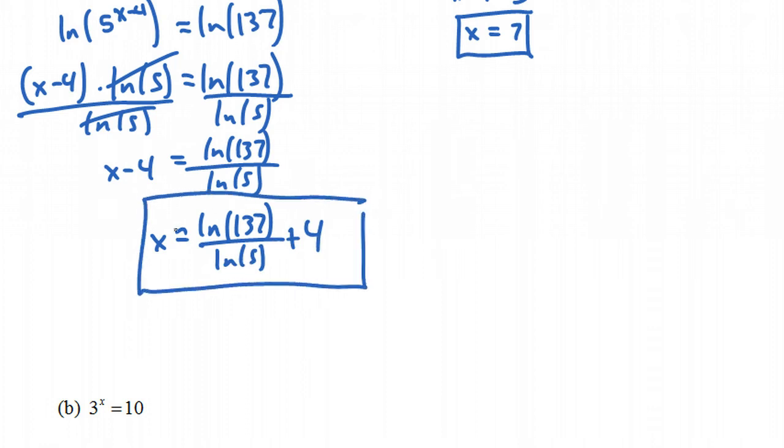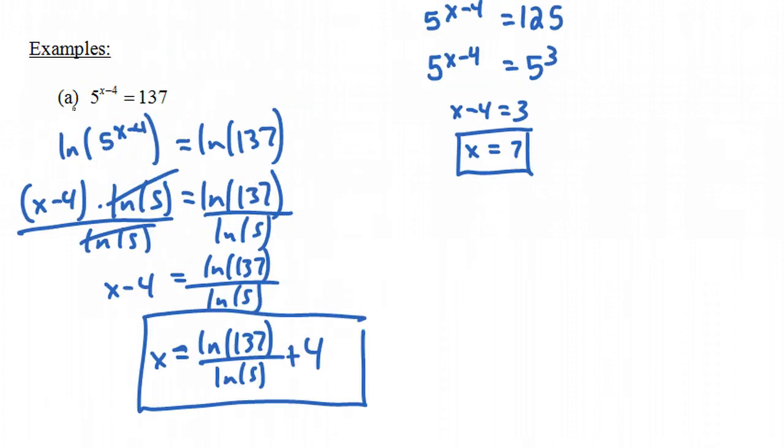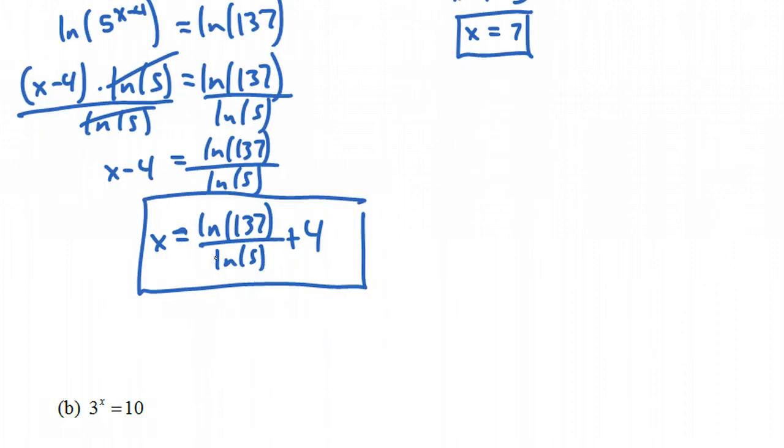Now you could plug this into a calculator and figure out what it is as a decimal, and then go back up here and check your answer by plugging it in. In fact, I did use a calculator, and I found that this was equal to 7.0569560... some crazy decimal.